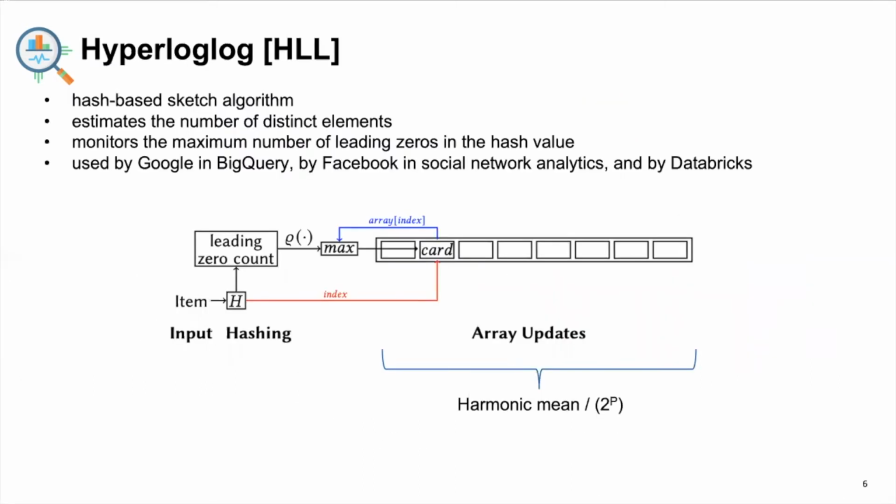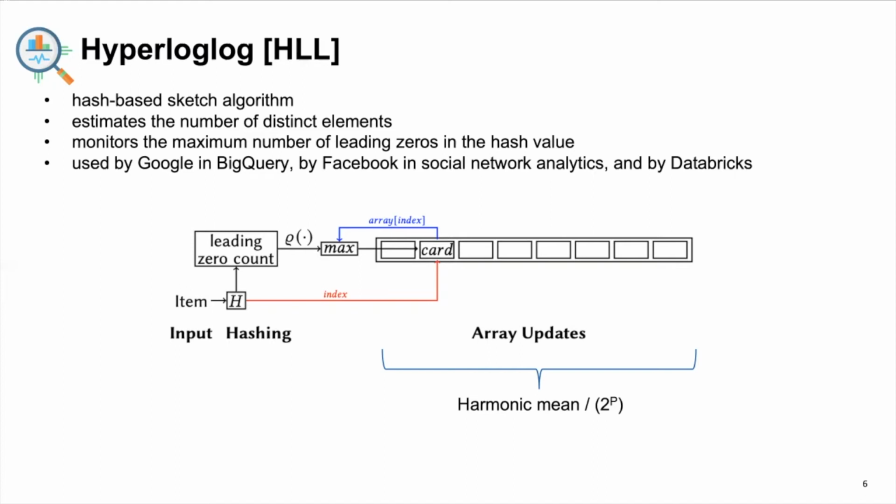HyperLogLog is a hash-based algorithm that estimates the number of distinct elements in a data stream by monitoring the maximum number of leading zeros in the hash value. This means that if a maximum of x leading zeros has been seen, one has probably processed 2 to the power x distinct elements. This approach can lead to large errors in overestimating the cardinality if, in a data stream with few elements, we encounter a hash value with many leading zeros.